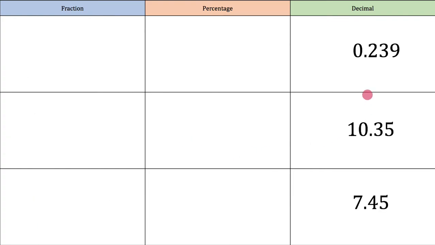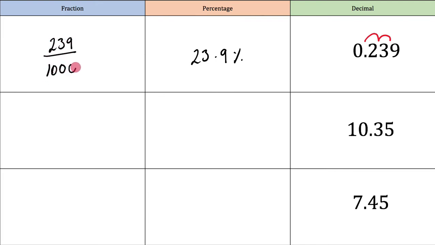Here it is. So if I want to turn 0.239 into a percentage, all I do is I move my decimal place 2 over. So that means what I'm going to be left with is 23.9%. If I want to turn this into a fraction, what I do is I simply use my knowledge of place value. So it's going to be 239 over 1000.